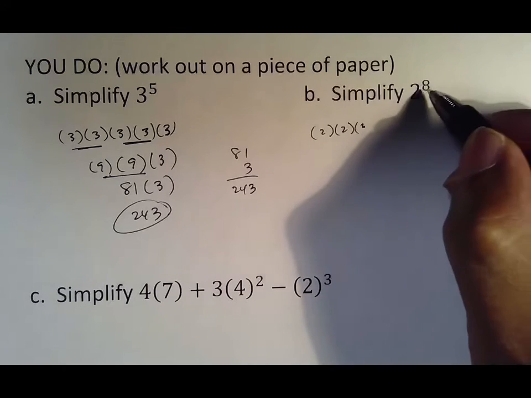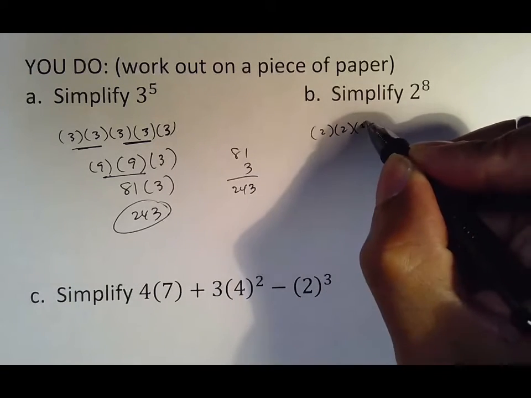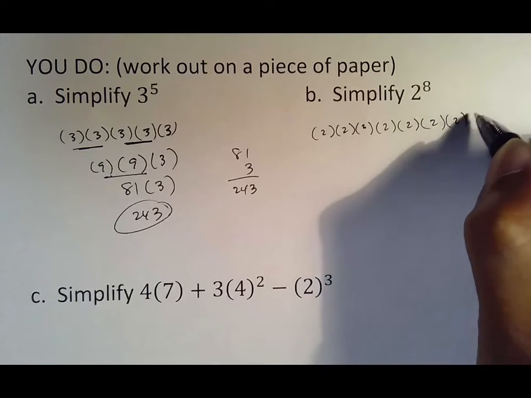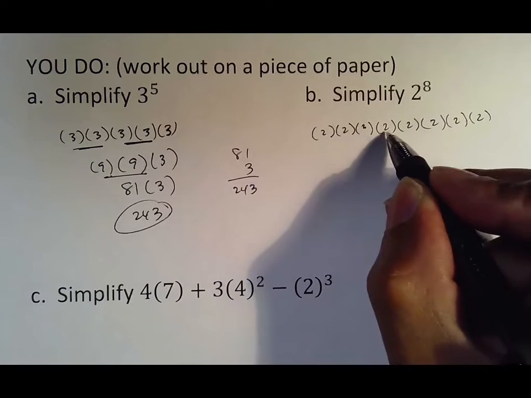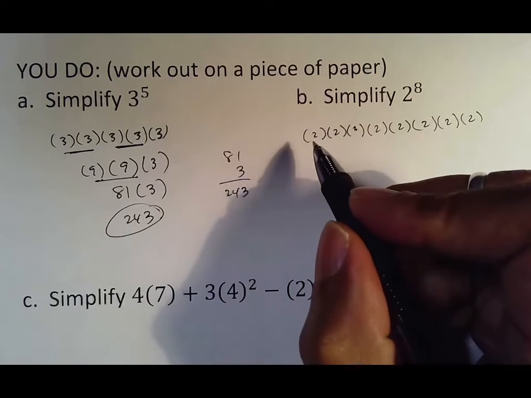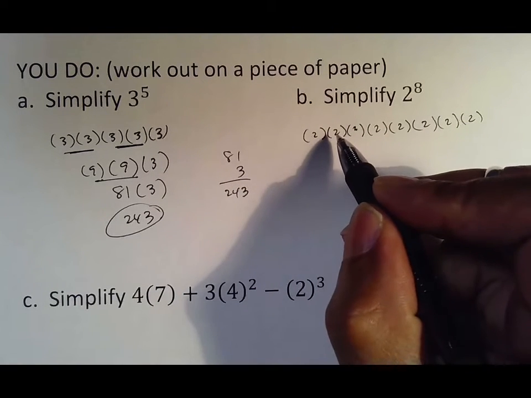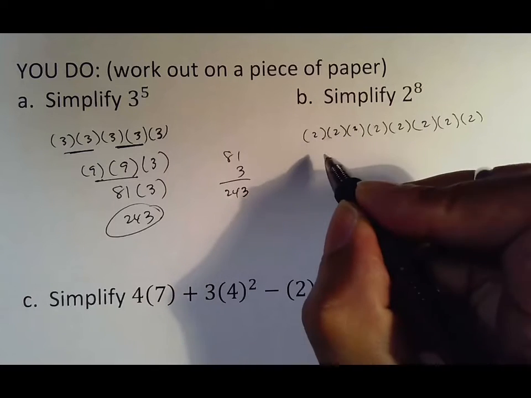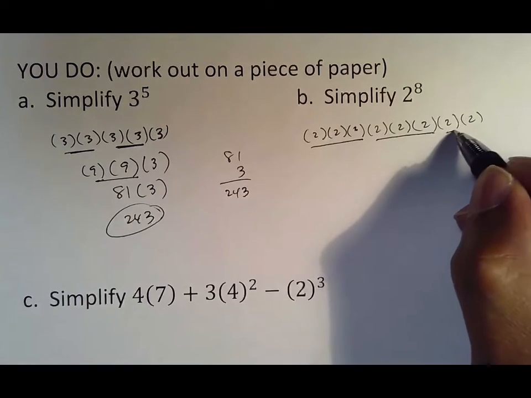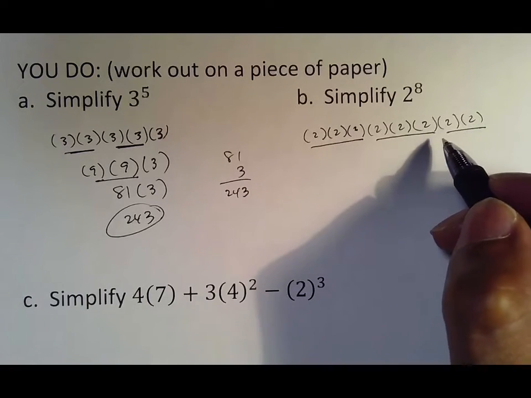I'll continue now. This means put 8 2s. 1, 2, 3, 4, 5, 6, 7, 8. Here's the thing about 2. 2 is small enough that 2 times 2 is 4, times another 2 is just 8. So what I actually find out, again, this is just a hint here, is that I actually can group up 3 2s and still make it make sense.